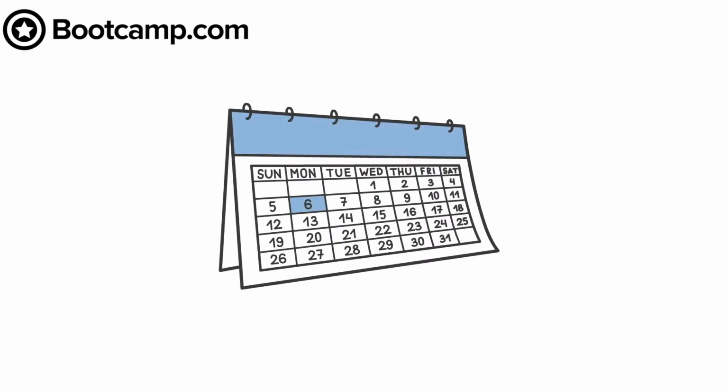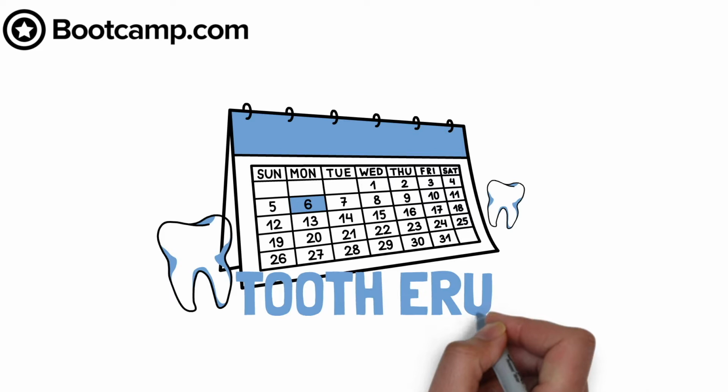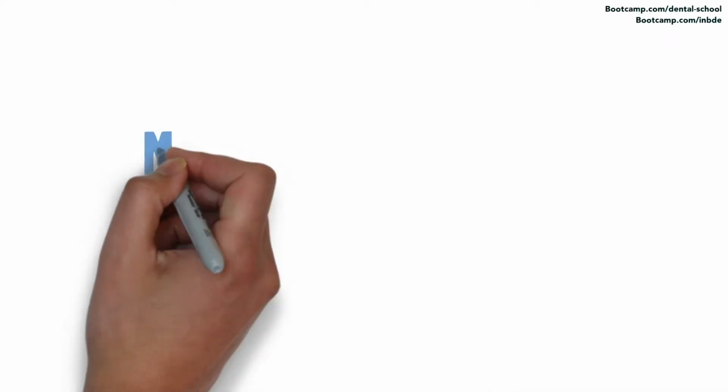Hello my friends, in this video I'll teach you a simple method for remembering the eruption sequence of the permanent dentition. First, we will write out MX for maxillary and MD for mandibular. Next, we'll add a 6 to each list. The 6 represents the first molar, which is the first tooth to erupt into the maxillary and mandibular arches.